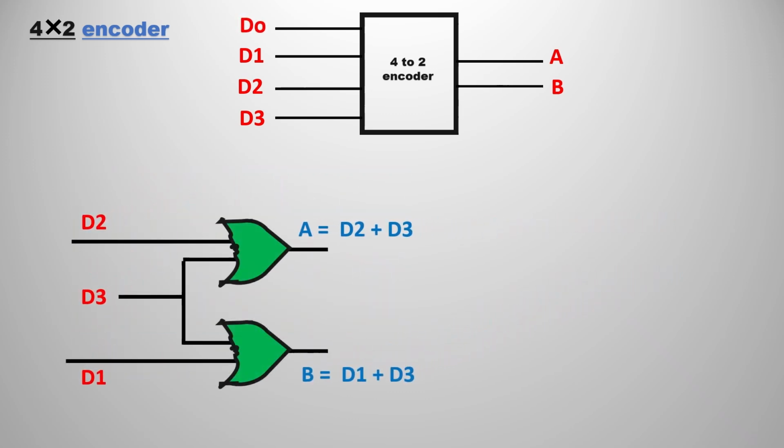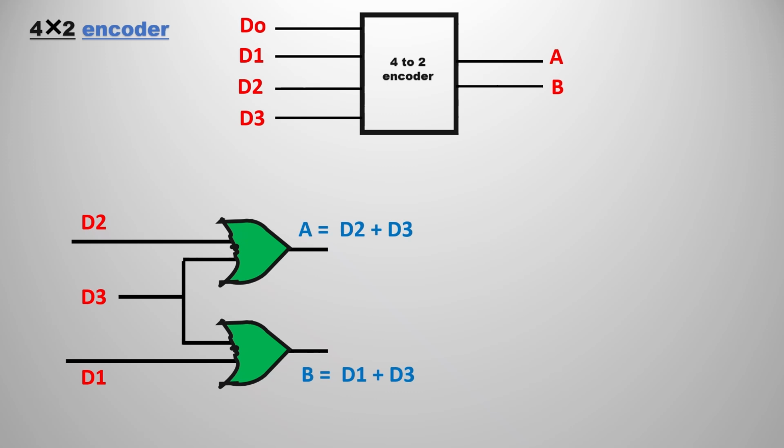This is the simple way of constructing the circuit diagram of A and B. The output expression of A is D2 plus D3, and the output expression for B is D1 plus D3. We have 4 variables, but in this situation D0 is not used. If you observe the truth table clearly, we did not include D0 there either. So the output expression obtained is D2 plus D3 for A.